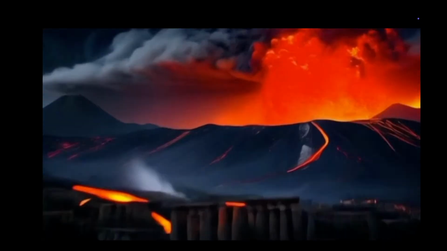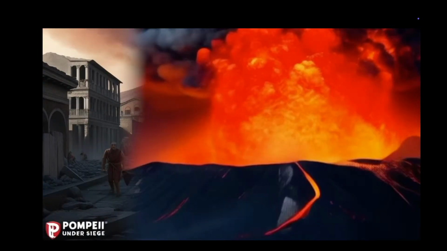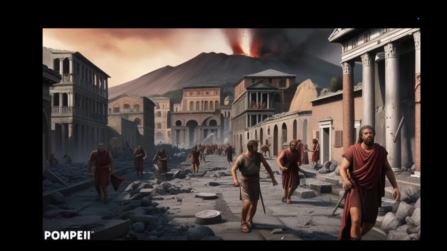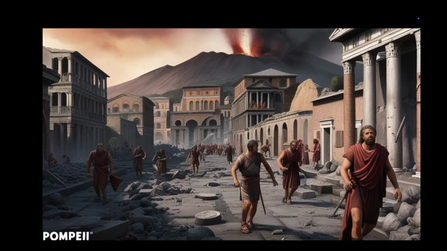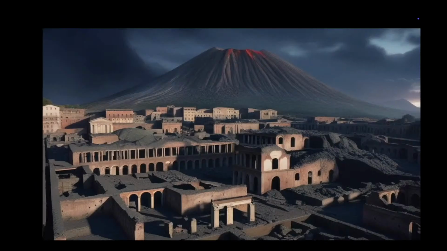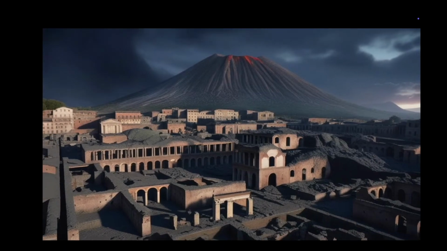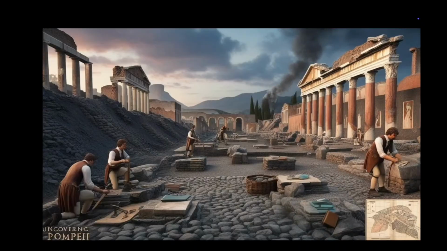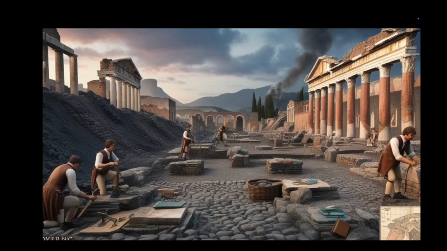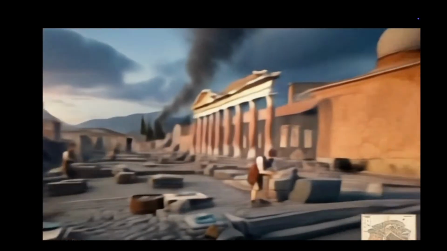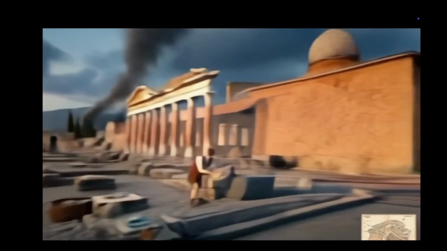Mount Vesuvius erupted with a force that blanketed Pompeii in ash and pumice. The city was buried under nearly 20 feet of volcanic material, preserving it in a state of eerie stillness. Centuries later, in the 18th century, excavations began to uncover this lost city.